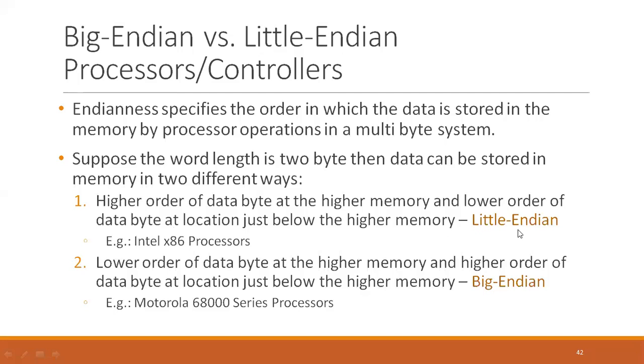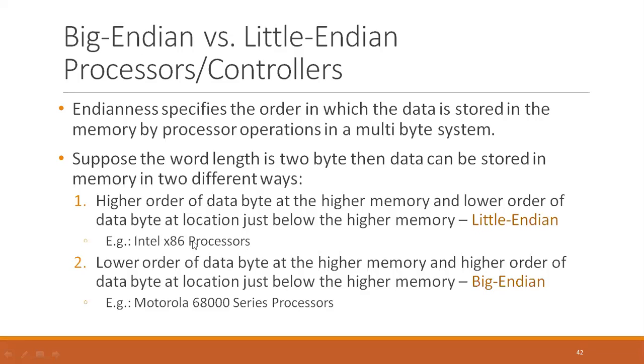It is called the little endian, right? In this case, the lower order of the data byte is stored at the higher memory, and the higher order of the data byte at the location just below the higher memory. This is how you are storing things. In the case of little endian, you're storing the higher order byte in one memory location, and below that, you are storing the lower order byte. And in the case of big endian, you're storing the lower order byte in one memory location, and just below that, you are storing the higher order byte. That is called the big endian notation, right?